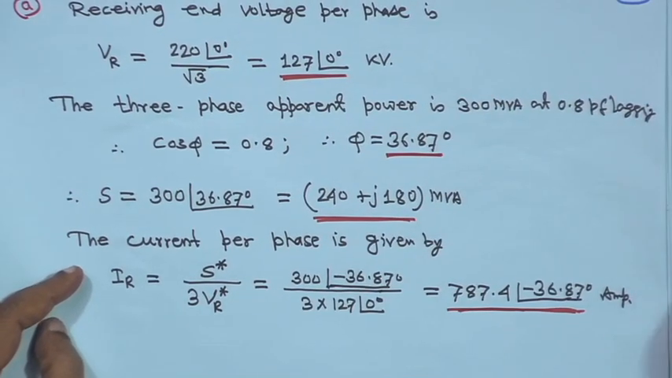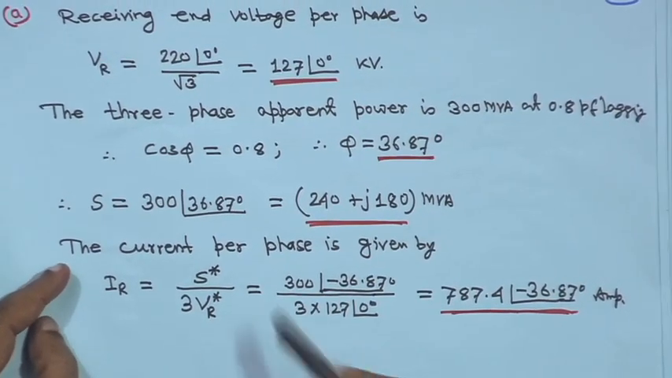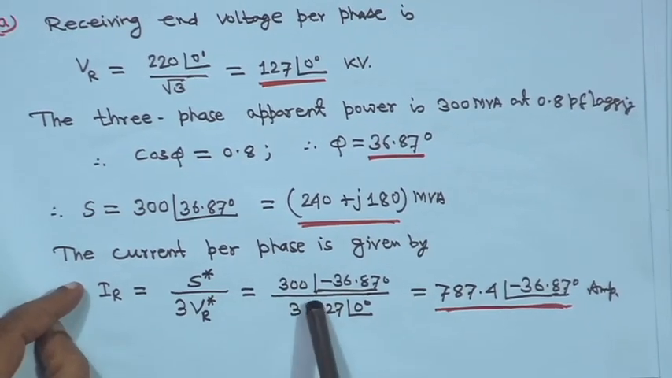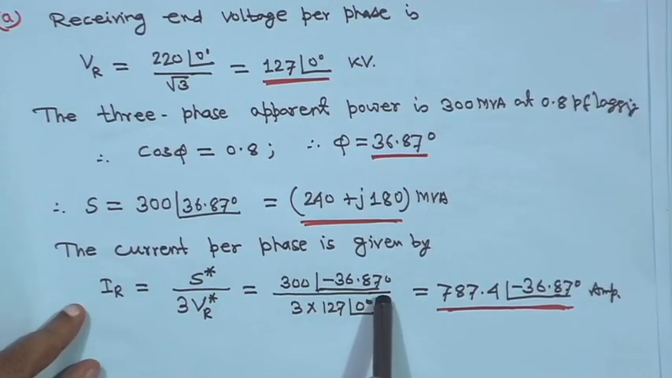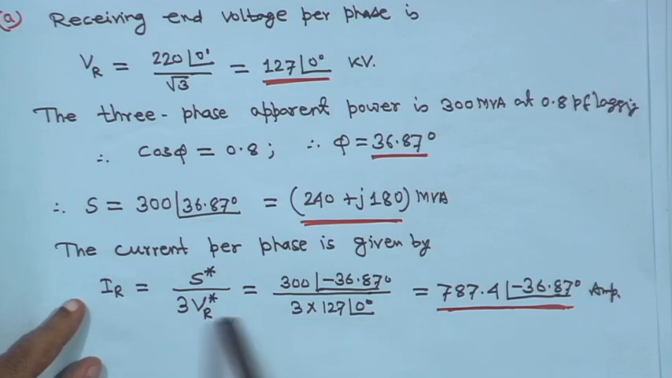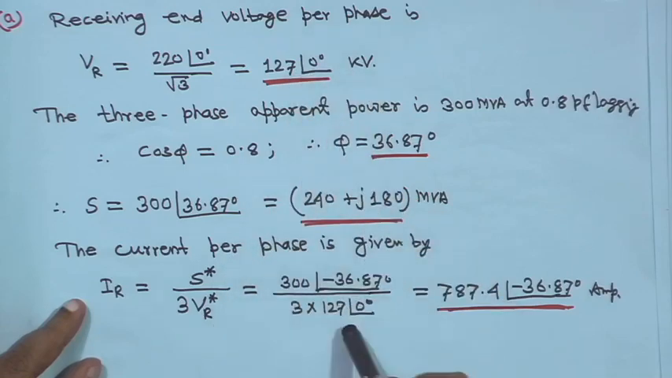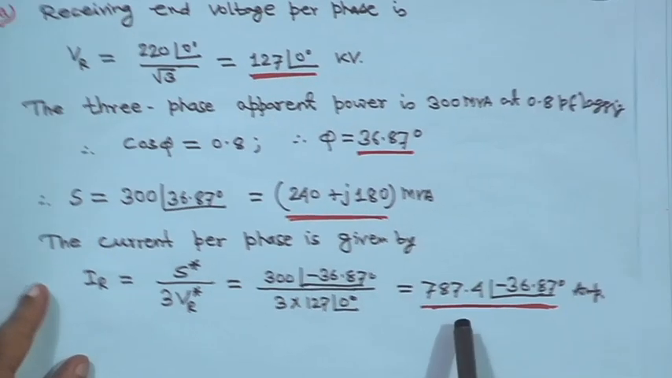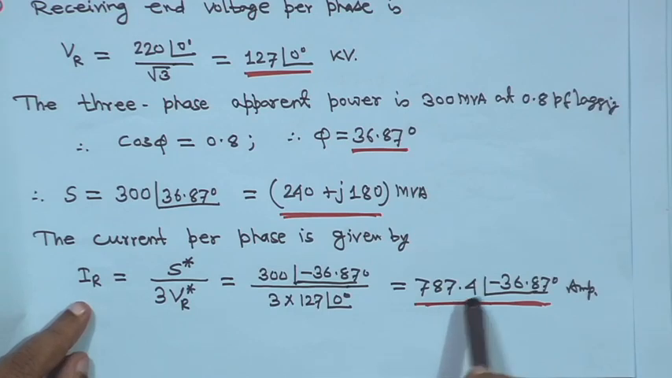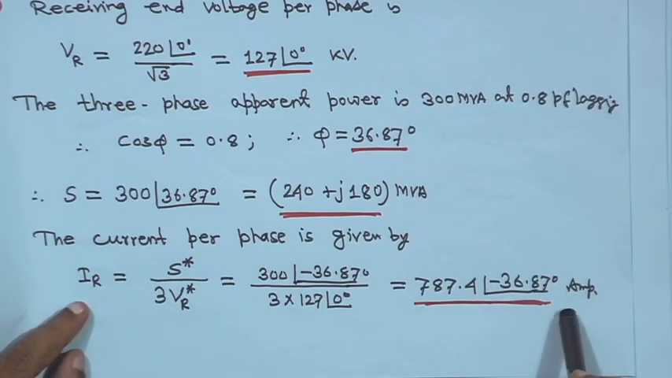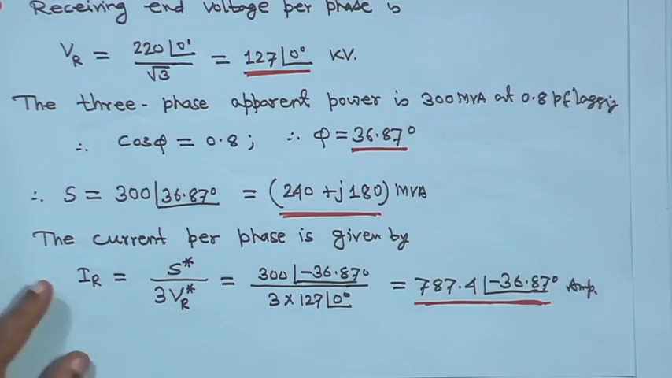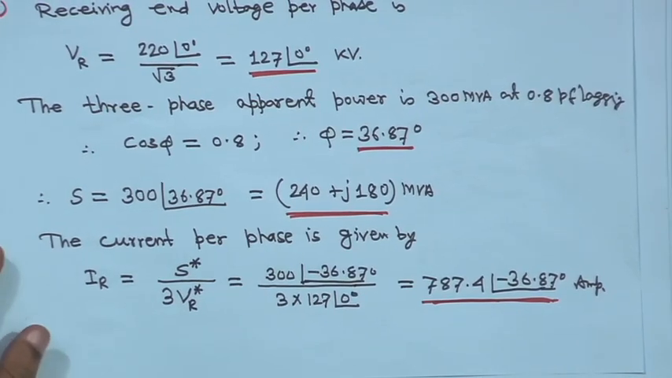So, after this, substitute your S conjugate, that is 300 angle minus 36.87 degree, and the 3 into VR is equal to 127 angle 0 degree kV. Its conjugate is also the same thing, 127 angle 0. So, it comes actually 787.4 angle minus 36.87 degree ampere, right. This is the receiving end current, right.